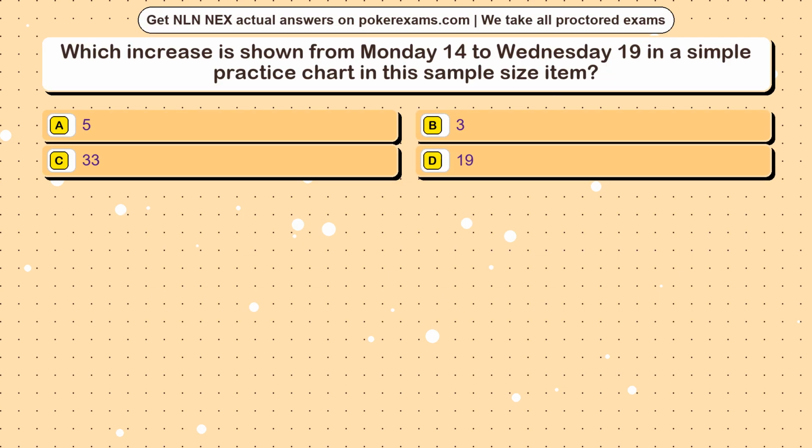Question 1. Which increase is shown from Monday 14 to Wednesday 19 in a simple practice chart in the sample size item? Option A, 5. Option B, 3. Option C, 33. Option D, 19.